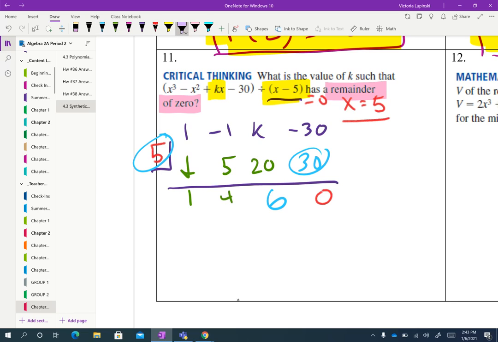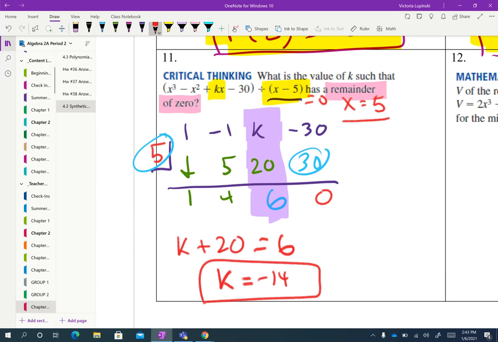And then I'm going to take this column here, and I'm going to take what I know about synthetic division and set up an equation. According to synthetic division, you're supposed to be able to add the column and have it equal to the number on the bottom, which means that subtract 20 from both sides, k has to equal negative 14. So at its heart, you're still just using synthetic division. Looks a little different, looks a little harder, I agree, but at the end of the day, it really isn't.